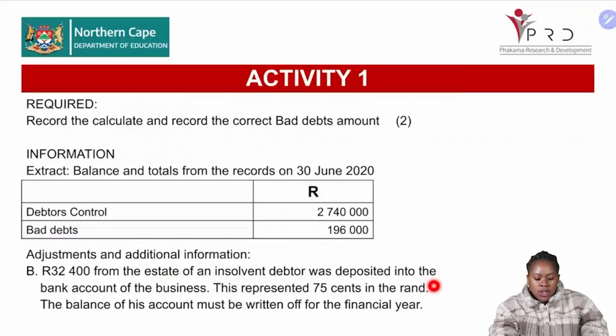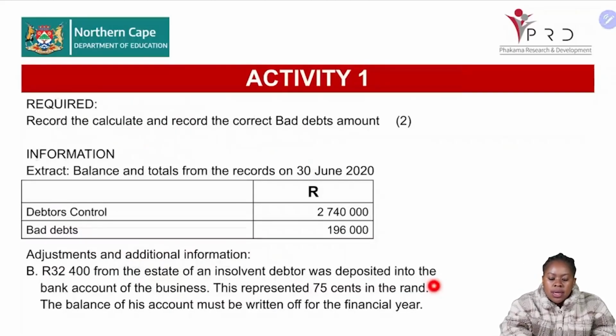Okay, now let's quickly do an activity. It says calculate and record the correct bad debts amount. There it is. So 2 minutes to quickly calculate this. See you in 2.